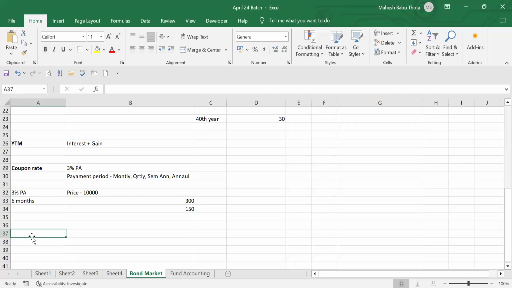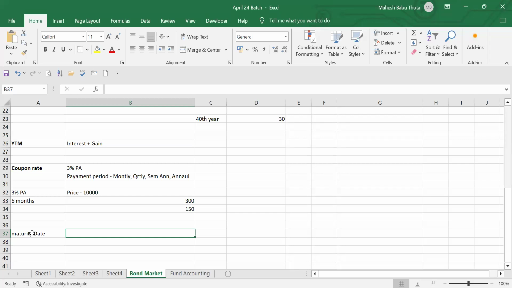Then we have a maturity date. What is maturity date? Every bond will have a maturity. Without a bond, there won't be maturity, and without a maturity date, there won't be bonds. Just understand this topic in this way only.